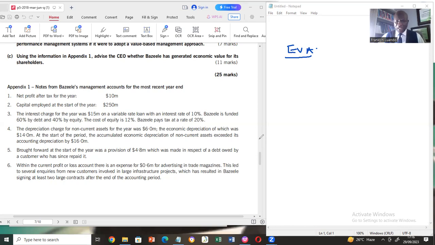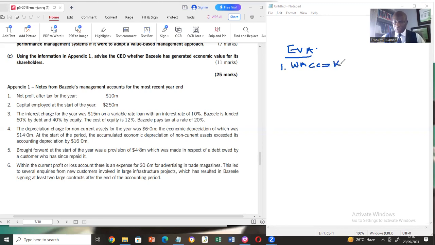Is that okay? So now, the steps that you need to take should be, first, you calculate the WACC. The WACC is the interest rate that we are going to use to calculate the economic charge. So the economic charge must be covered by NOPAT. If management fails to cover the economic charge, then they have not performed well.